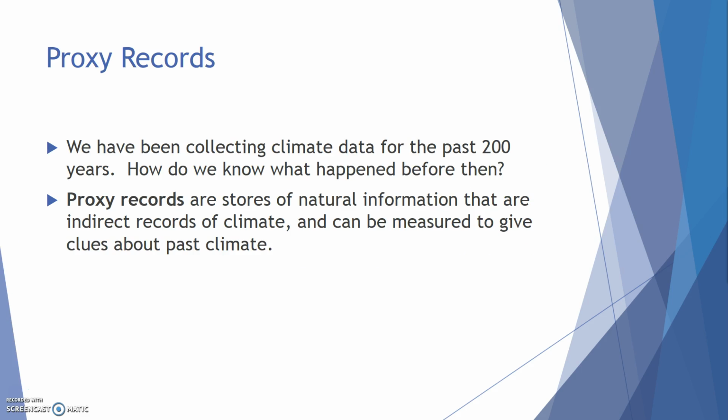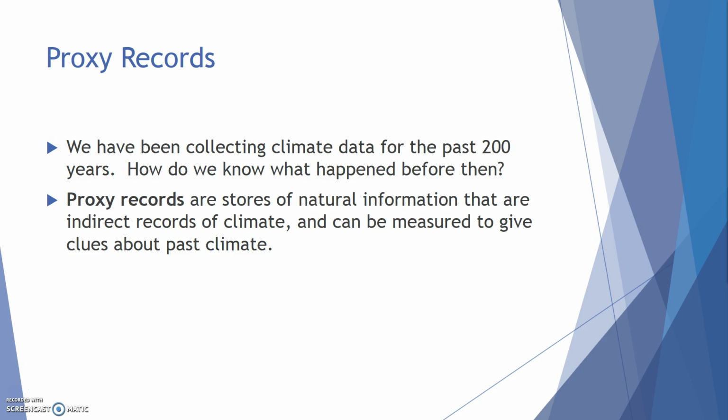So, to make use of old data, we make use of what we call proxy records. And these help us answer the question, how do we know what happened before we started actively collecting data such as temperature, such as the amount of particular gases in the atmosphere? So we make use of what we call proxy records. These are stores of natural information that are indirect records of climate, and they can be measured to give clues about the past.